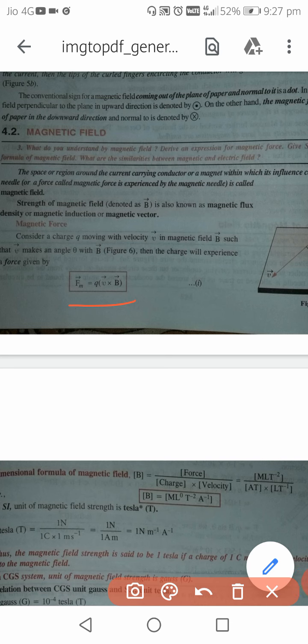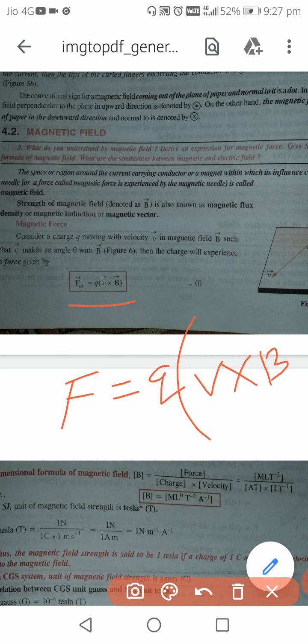So here one thing you can see, that F is equal to Q into, Q means the charge which is there inside the magnetic field, so this charge into V cross B. Cross means it is the cross product of what? Of the velocity of the charge and the magnetic field within which the charge is kept. So from this formula, can we infer that if that particular charge is not having any velocity, or if the charge is at rest, that means no magnetic force will be felt by it?